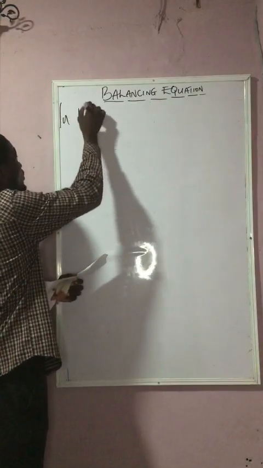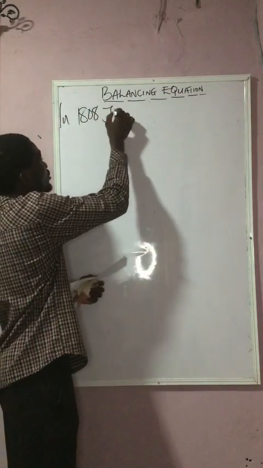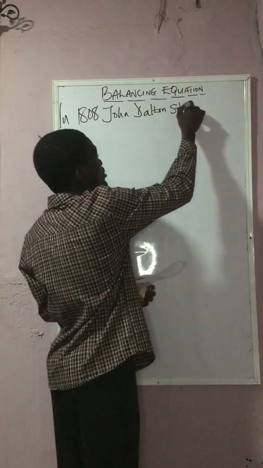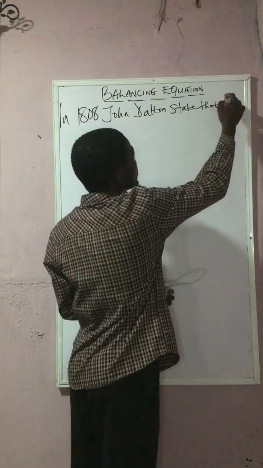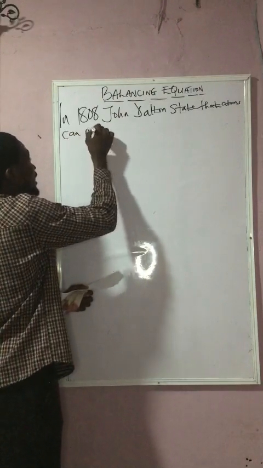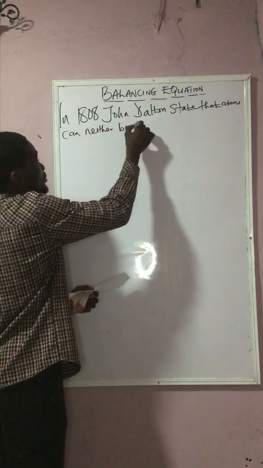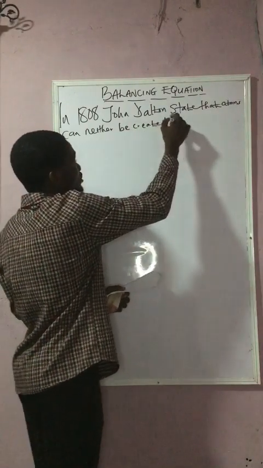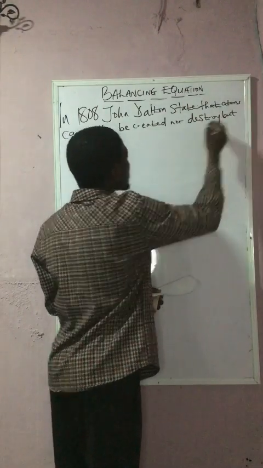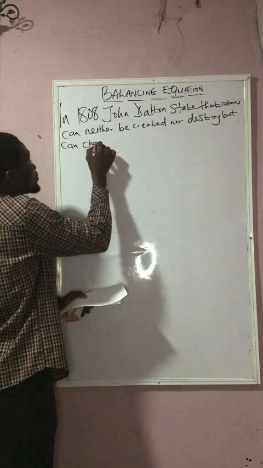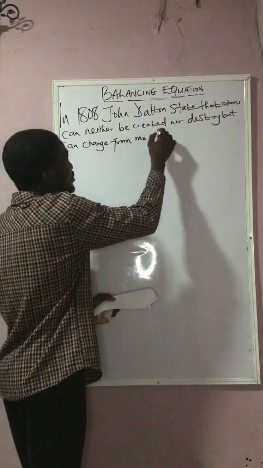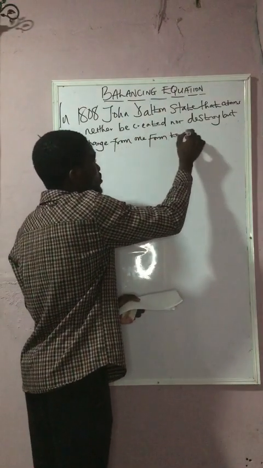In 1808, John Dalton states that atoms can neither be created nor destroyed, but can change from one form to another.